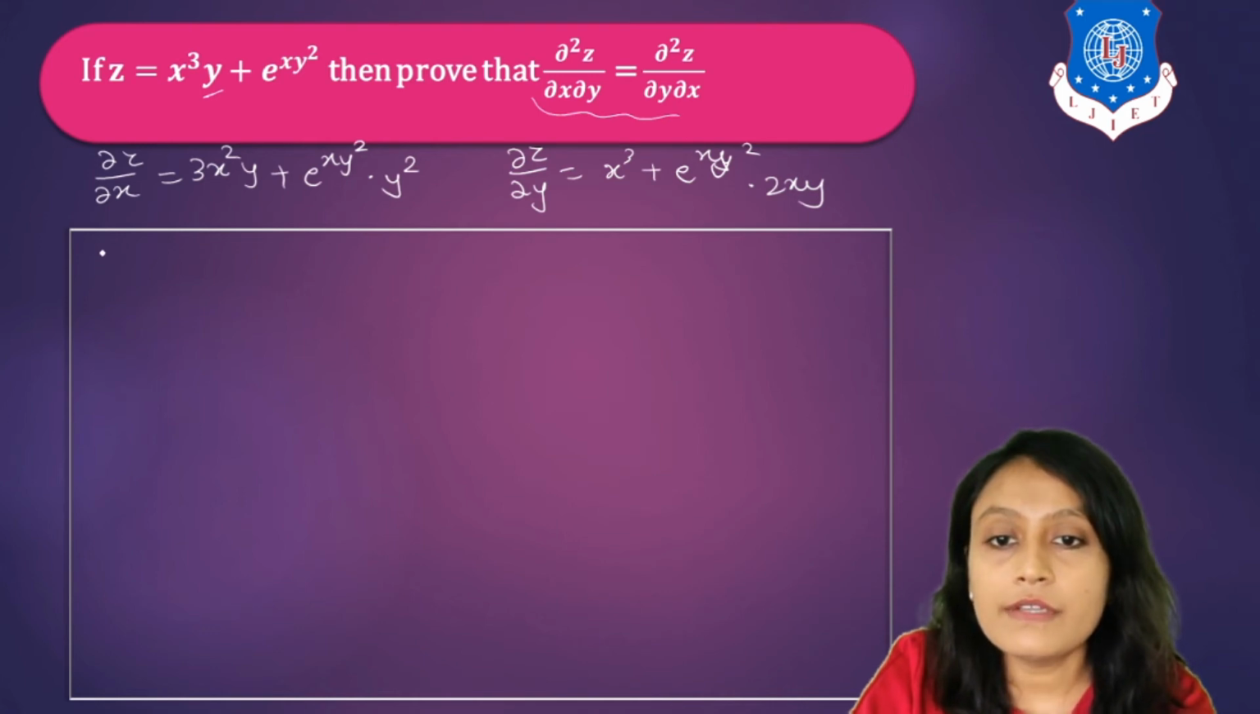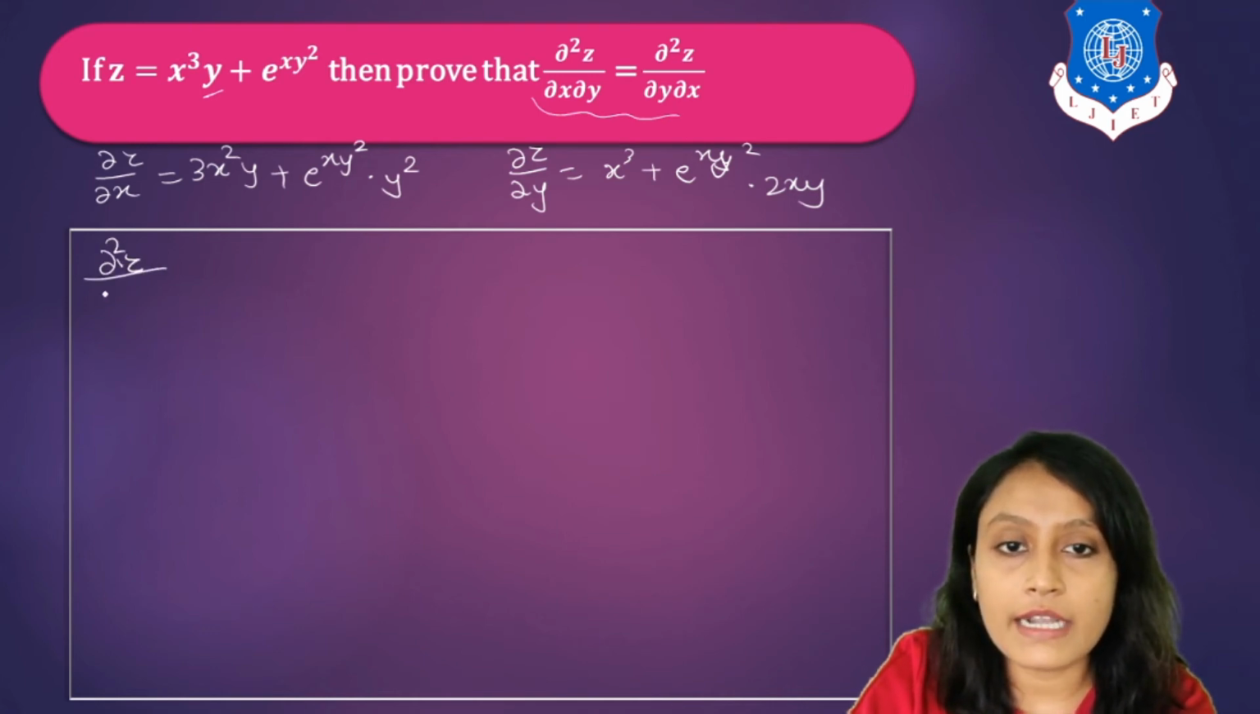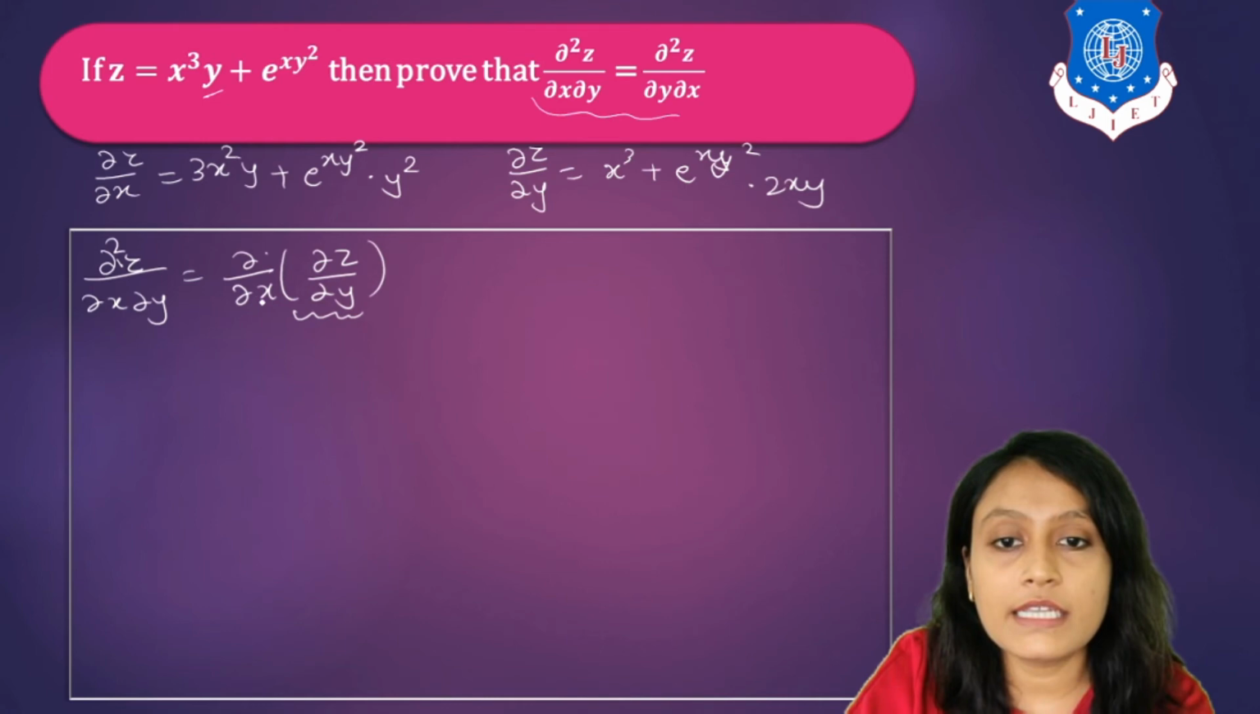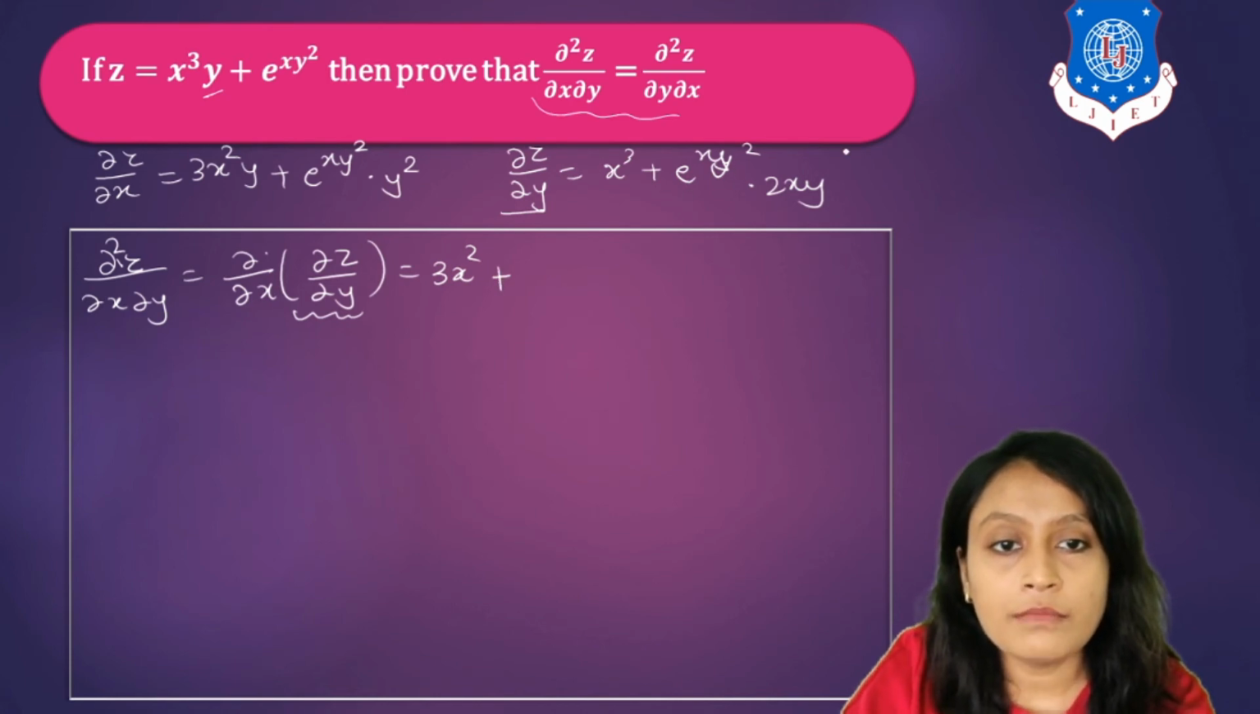Now we will find del square z by del x del y. This you can write as del by del x of del z by del y. So we have to find the partial derivative of this del z by del y with respect to x, and we will keep y as a constant. So this is your del z by del y, differentiate this with respect to x.